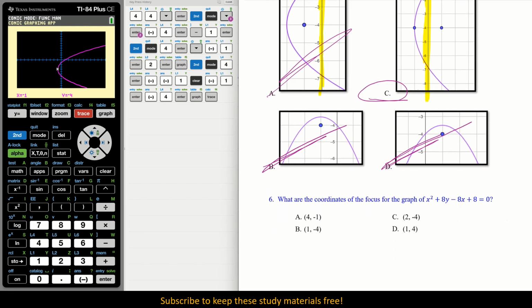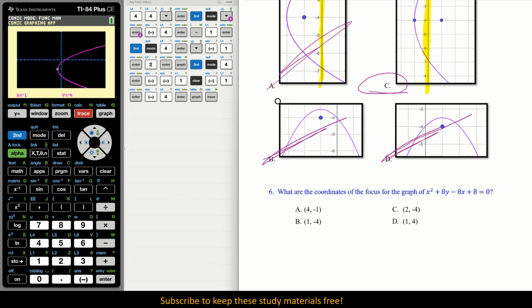So let's go to number 6. What are the coordinates of the focus for the graph x squared plus 8y minus 8x plus 8 equals 0? Okay, it's very similar. It's a lot like the last two questions. However, they've switched out the y squared with the x squared. Okay, but we're still doing the same steps.